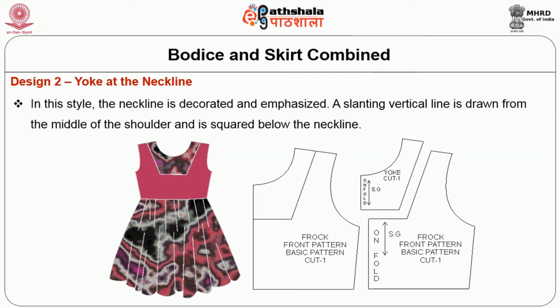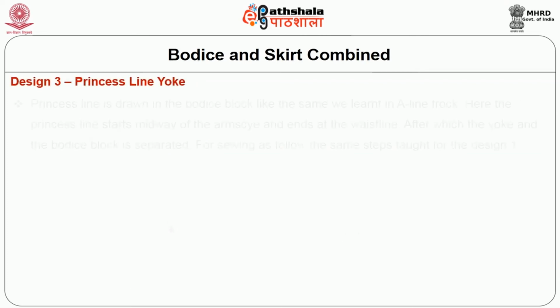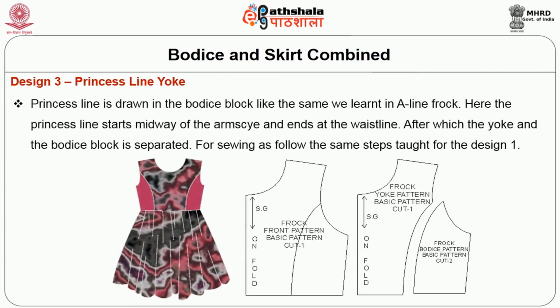We'll see another design where the princess line yoke is given at the body's block. The princess line is drawn in the body's block, the same as we learnt in the A-line frock. Here, the princess line starts midway of the arm side and ends at the waistline, after which the yoke and the body's block in the patterns are separated.